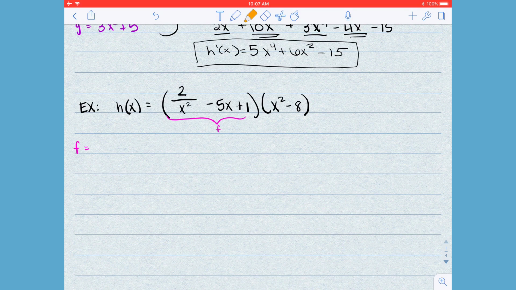But I notice that I have this fractional term here, 2 over x squared, and it's not going to be easy for me to find that derivative if it's written in that format.